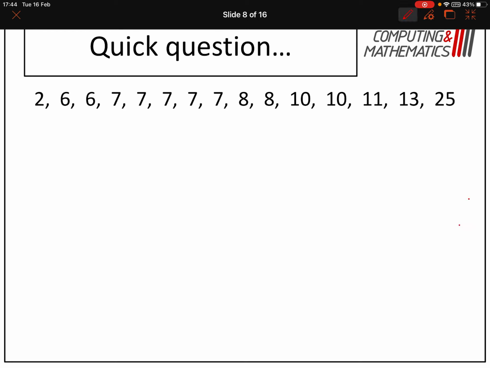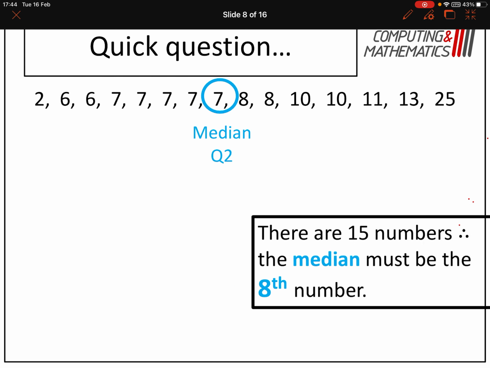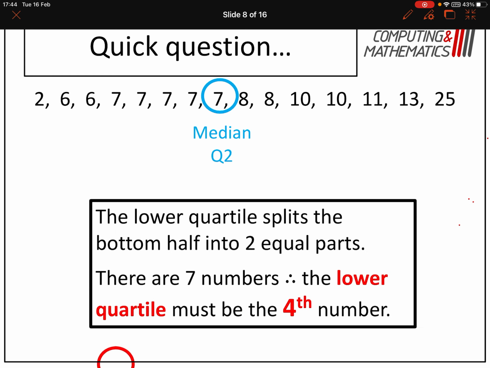Right, so what we're going to be looking at is the bottom half. To look at our bottom half, if we were to find the middle value of just that bottom half of data, so the 2, 6, 6, 7, 7, 7, and 7, there's a total of 7 numbers there, and our middle value would be the 4th number. So that's our lower quartile, or our quartile 1.